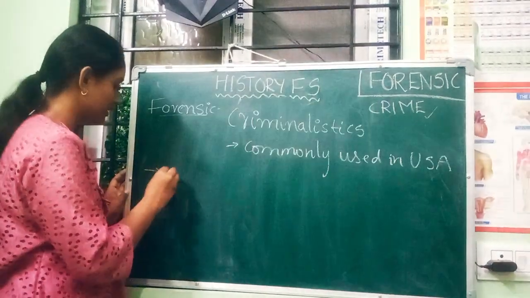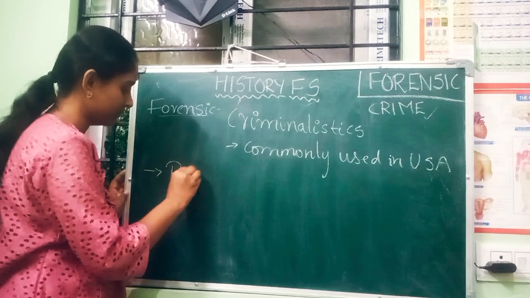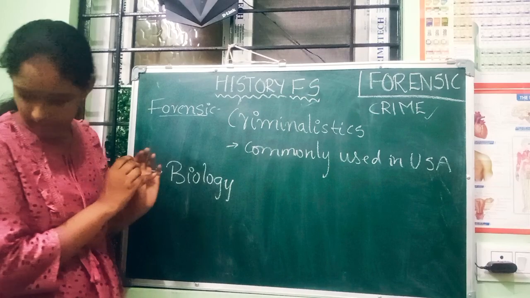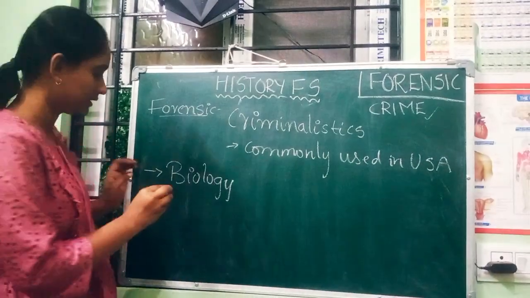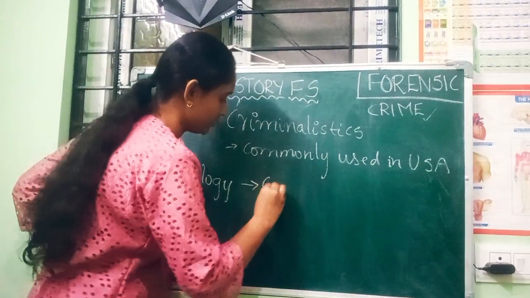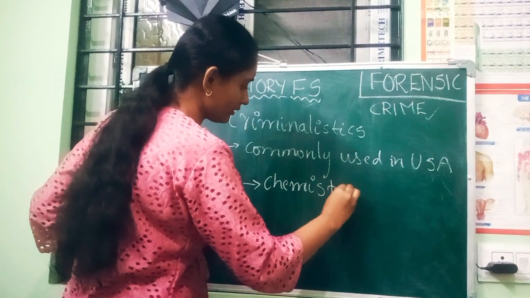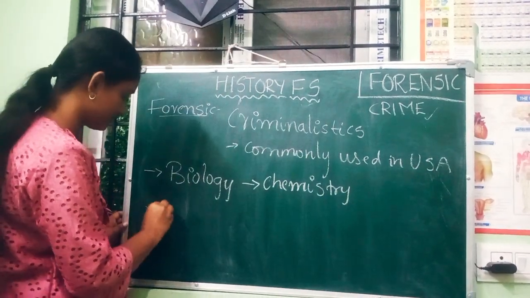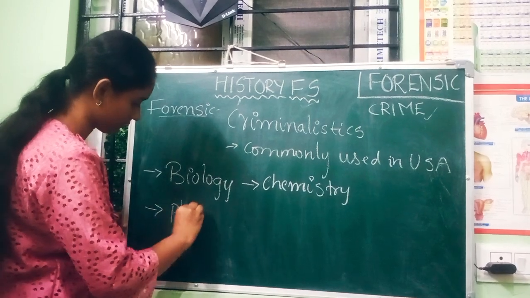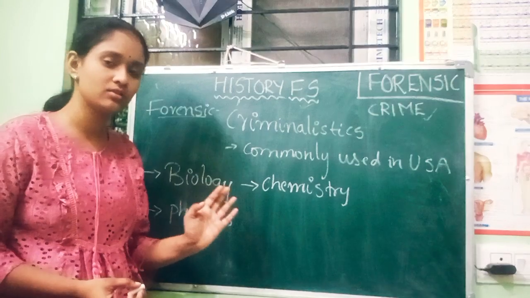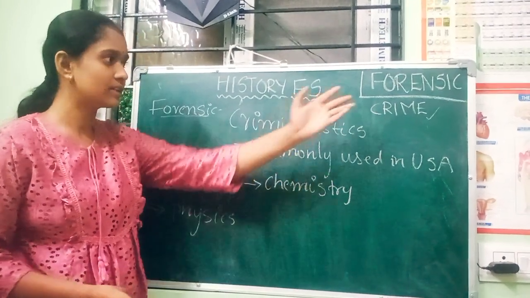The first one is biology, then chemistry, and then physics. So these are the three branches of the natural sciences for forensic science.